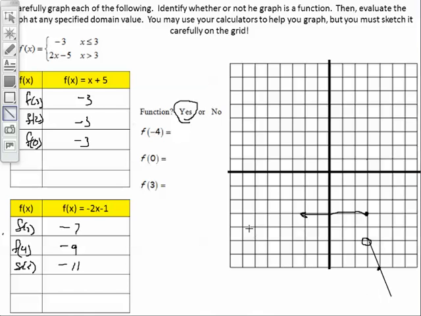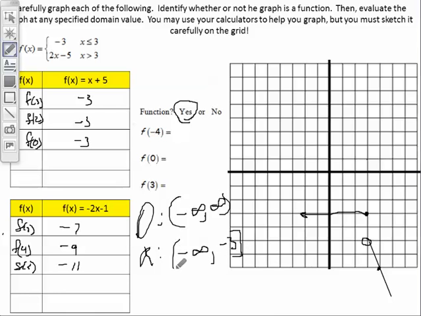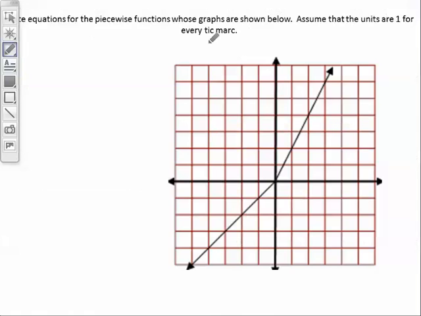Okay? Once again, domain. My domain is going to be from -infinity to infinity and beyond. Open brackets on this one. My range is going to be from negative infinity, but it's going to stop at negative 3. That's going to be a closed end bracket. That's the way you would express that. Okay? So looking at this one.